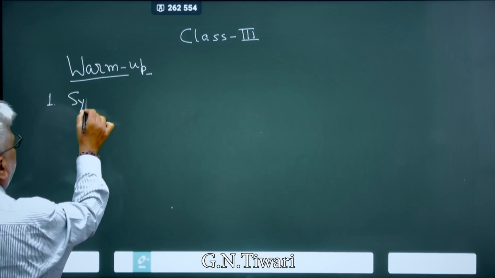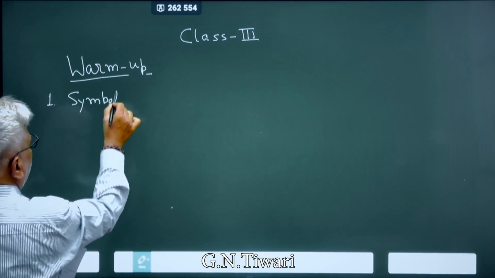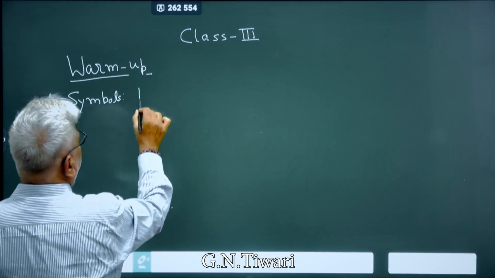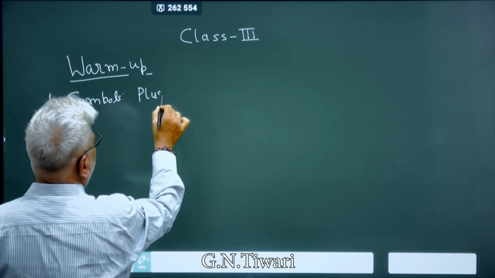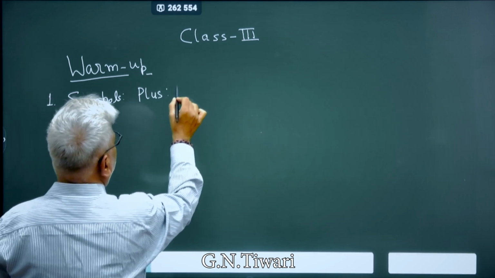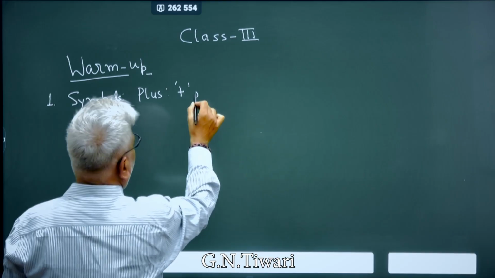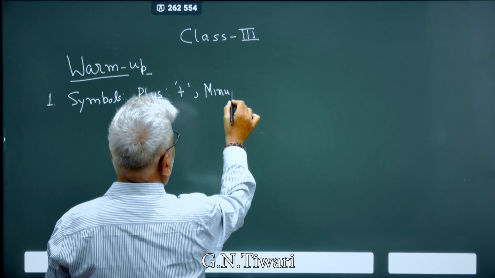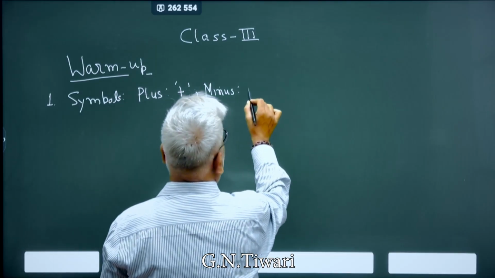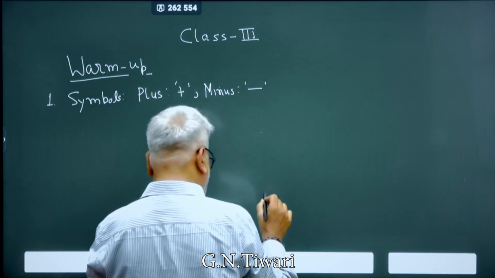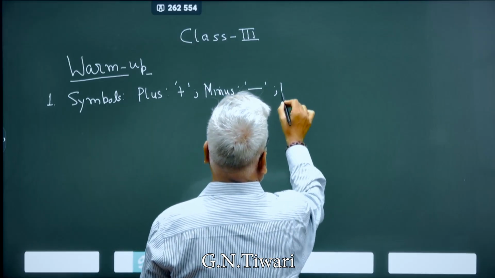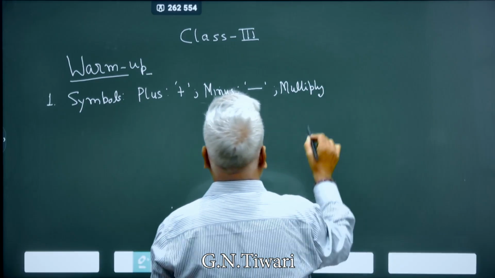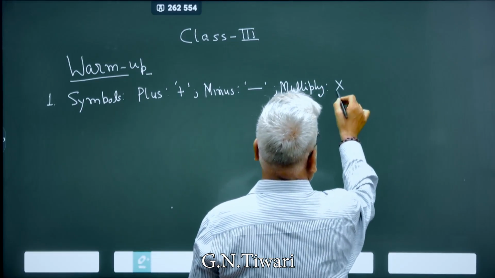Symbols. Symbols, it is very, very important to understand. The plus symbol is this. Then the minus symbol is this. And the multiply symbol is capital X.